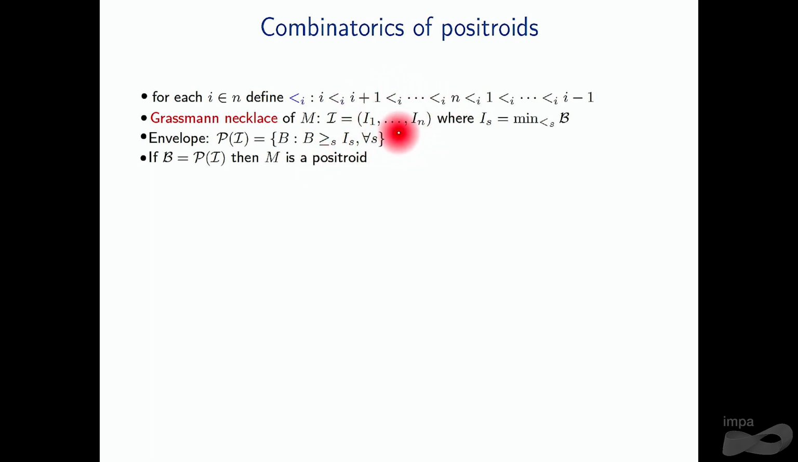Once you construct your Grassmann necklace, which is that sequence I just described, then you just take all the subsets of size k that are bigger than or equal to each one of them in the appropriate order. And you are going to get a bunch of stuff. You take all these k-subsets and compare them one by one with each one of them. And when you take all that stuff that happens to be bigger than or equal to each one of the I_j's, then one of two things may happen. Either the bases of your original matroid are properly contained in that big collection you just built, or not. So when that big collection you just built happens to coincide with the collection of bases of your matroid, then your matroid is a positroid.